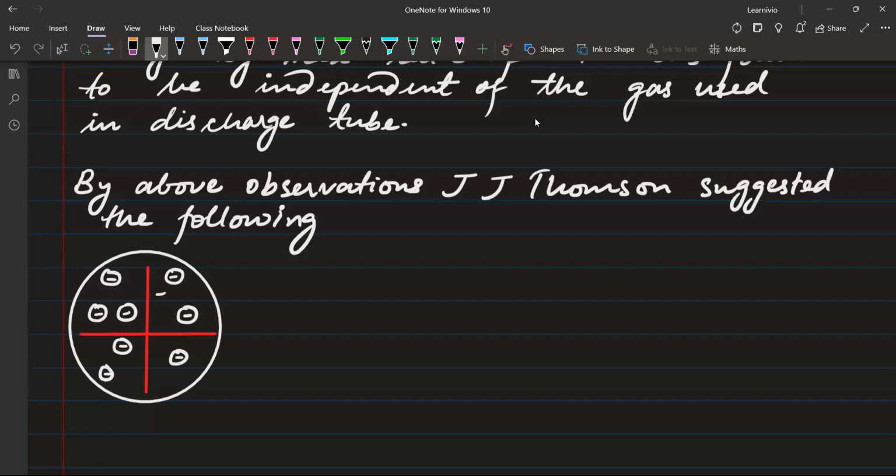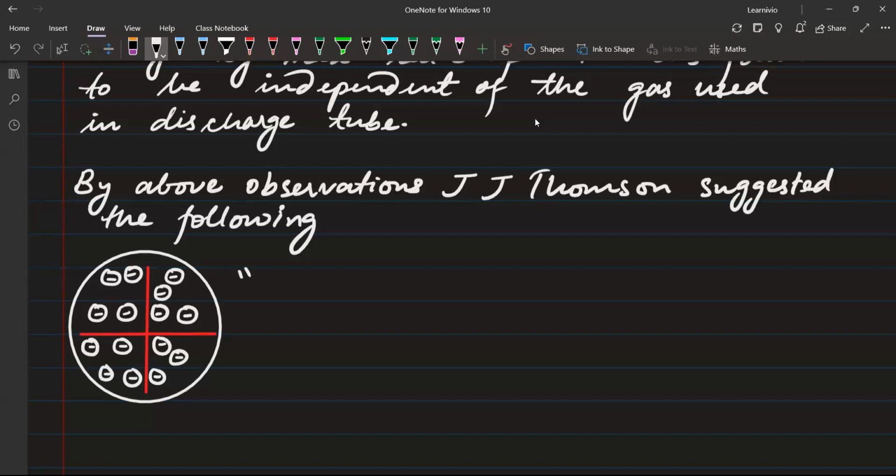And when we apply a high voltage, these electrons can escape, because the positive charge is attracting the negative charge. But if we apply a voltage such that it is more than the force between positive and negative charges, the electron will escape out of the atom and then it will go towards the anode. Okay. So this was the Thomson model.